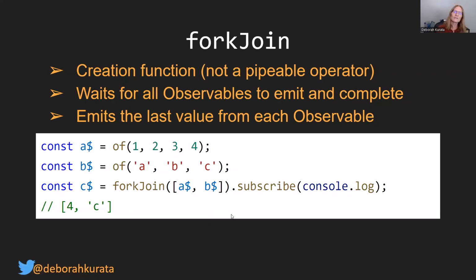Now, it might seem like it wouldn't be as useful if it's going to wait for all of them to emit and complete before it does anything. But when you think about an HTTP request, it issues the request, waits for the response, and then completes. So as soon as you get that data, it completes. So this fork join would work really well when you're retrieving data.